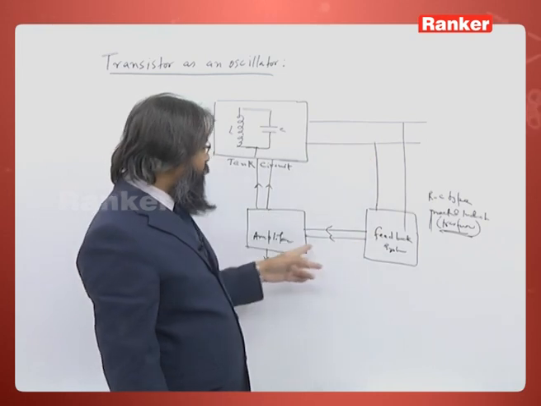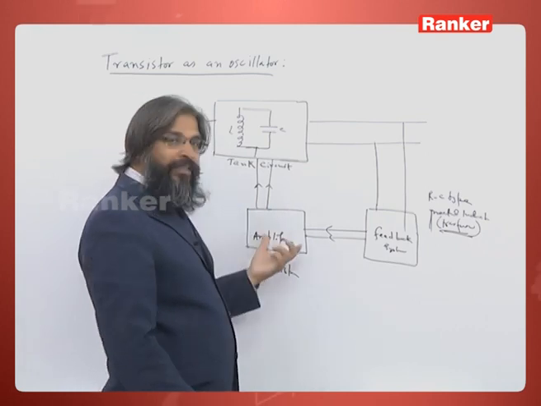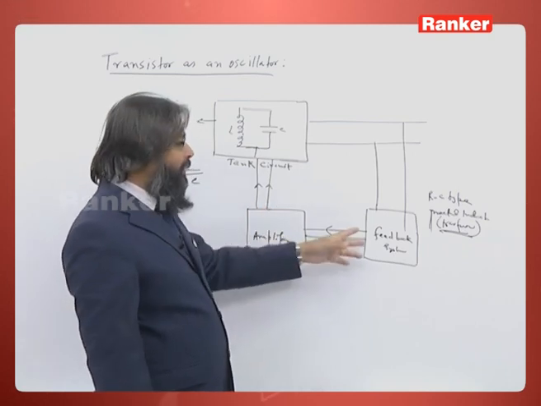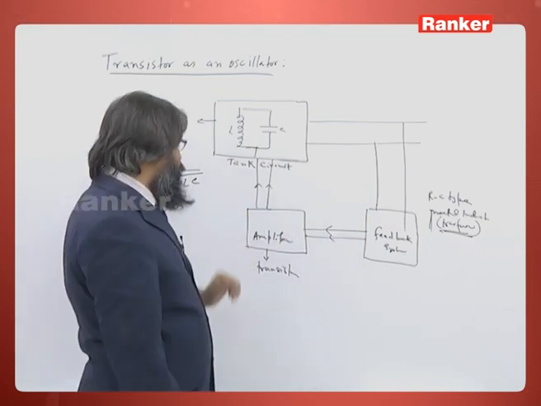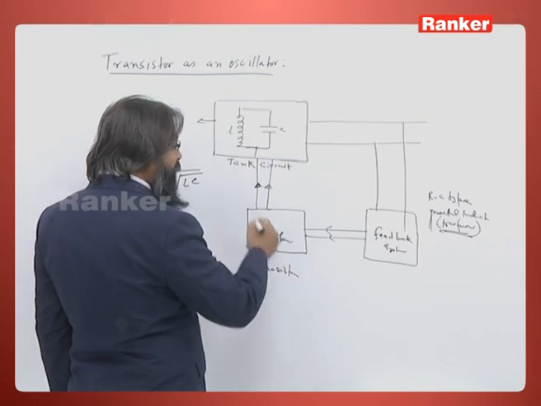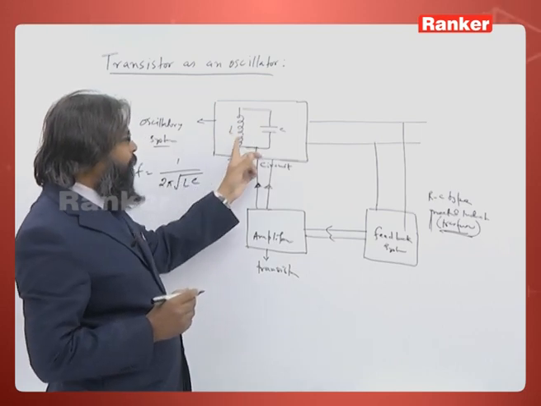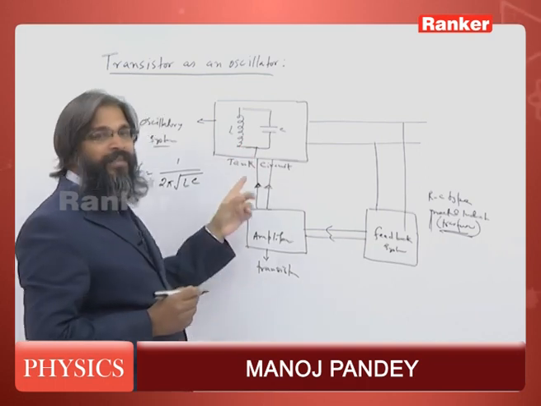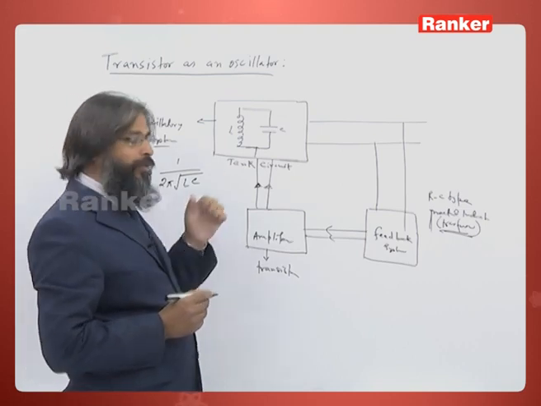Feedback can be positive or negative. When this transistor is used and the input given is in phase with the output, then we say it is a positive feedback. If it is out of phase, then it will be a negative feedback. Then this transistor amplifies this signal and sends it back. Whatever loss takes place at L and C, that loss is compensated by the transistor. In this way, the transistor acts as an oscillator.